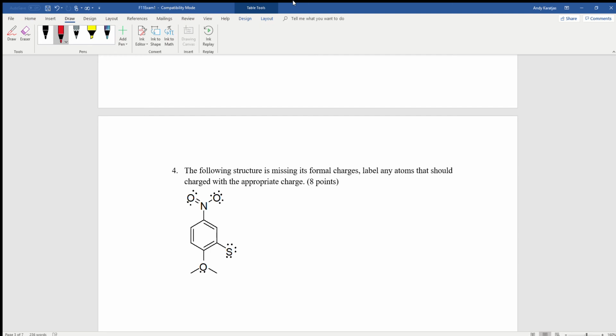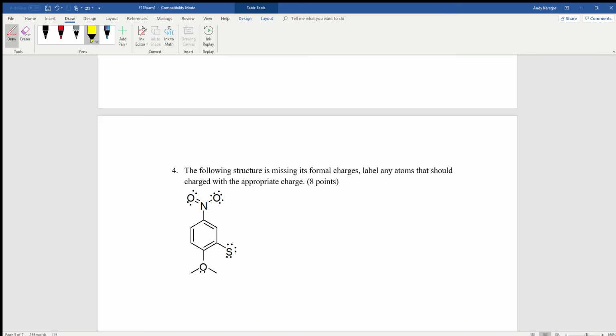The following structure has been drawn without any formal charges indicated. And so what we need to do is correctly label any atoms in this structure that should have a formal charge. The easiest way to identify atoms that should have a formal charge is by looking for atoms that have an unusual number of bonds.